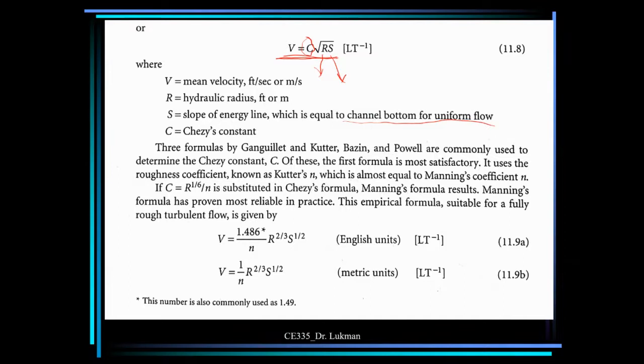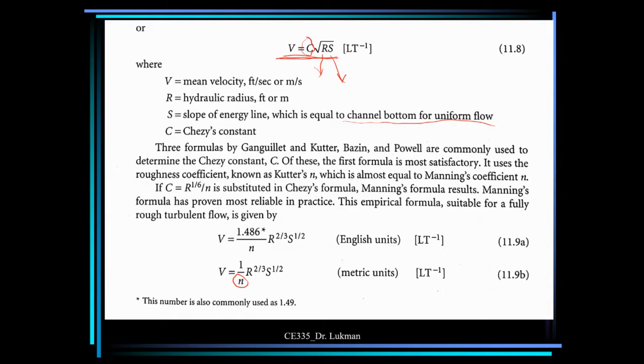And then we have the Manning's formula, which is also empirical. It is empirical and is suitable for a fully rough turbulent flow. It is simply V equals 1 over n, where n is the Manning constant, the Manning roughness coefficient. It is called Manning's roughness coefficient because it is a function of the channel type. For a very rough channel, n is higher. For a smoother channel, n is lower. And R to the power of 2 over 3 and S to the power of 1 over 2.